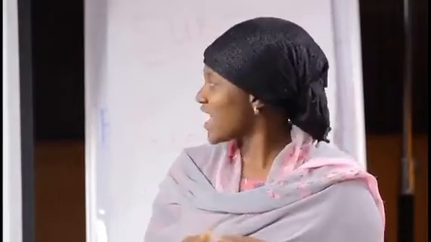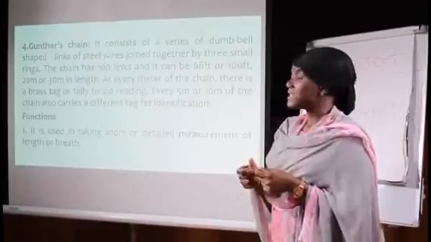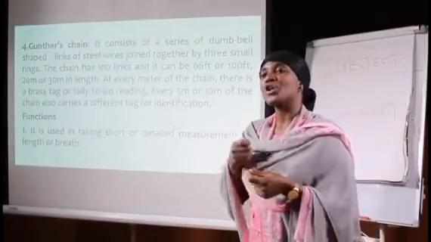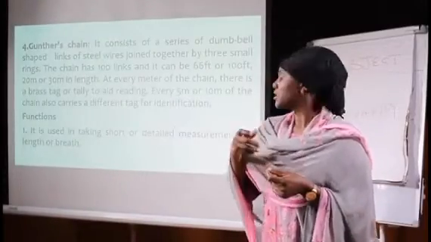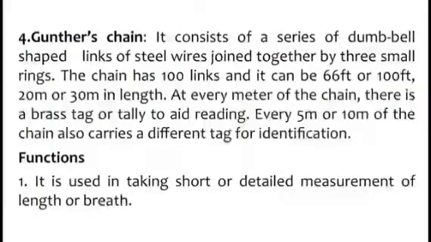When we say tag, you know, when you buy a new dress, there's normally a paper showing you the size of the dress. That is a tag. This chain also has such tags at every meter reading. Since it is a chain, you might not be sure of what you're doing. The tag is to help you understand very quickly the measurements that you are taking. Every 5 meters or 10 meters of the chain also carries a different tag for identification.